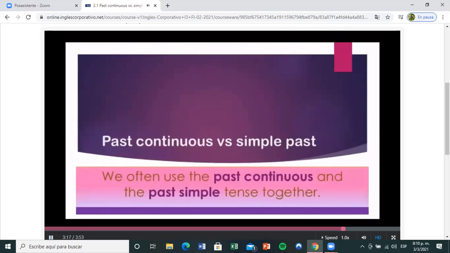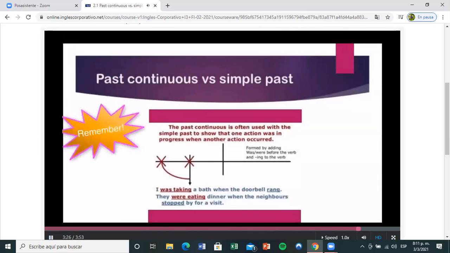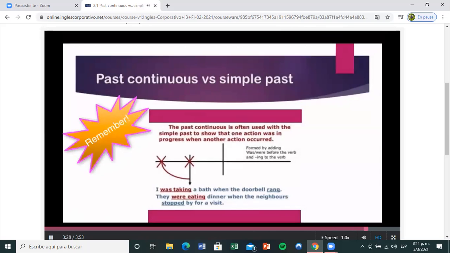Past continuous versus simple past. We often use the past continuous and the past simple tense together. The past continuous is often used with the simple past to show that one action was in progress when the other action occurred. I want you to take a look at this diagram and try to make sense of it.